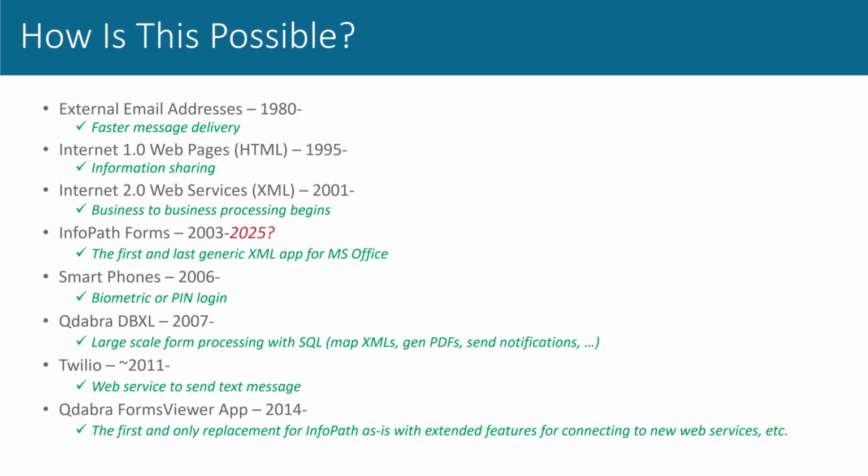So this all came available to people because of these technology developments over the last 30 or 40 years. We had emails in the 80s, web pages in the 90s, XML web services in the 2000s, InfoPath forms took advantage of those XML web services, and nowadays we have smartphones. We developed DBXL in 2007. Flow has been around now for 4 or 5 years, so there are notification technologies out there.